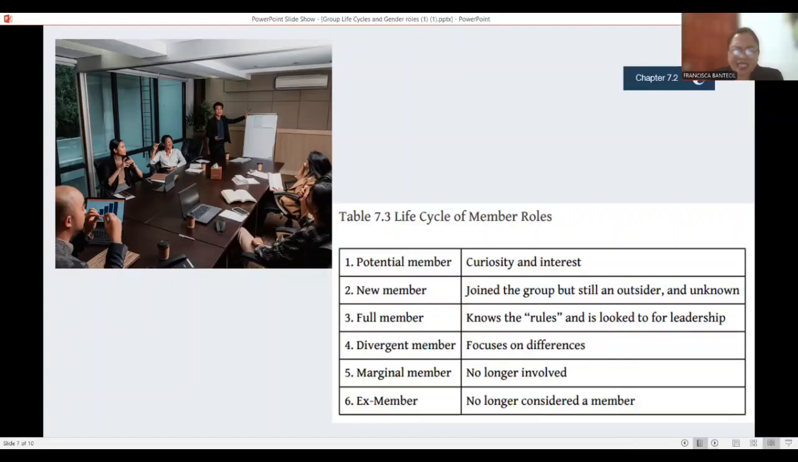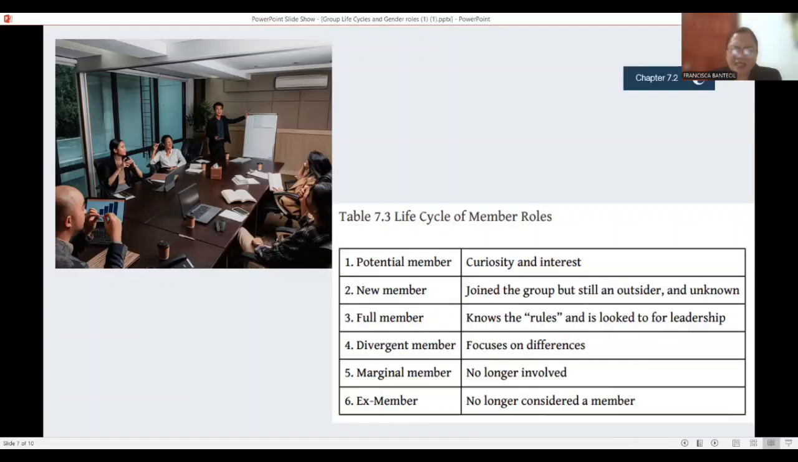The next is the full member. Here, knows the rules and looks for leadership. So, meaning familiar with the group norms and feels free to express opinion. Next, number 4 is the divergent member. Divergent member, here an individual who will pull back, contributes less, and starts to see themselves as separate from the group. So mainly they focus on differences.